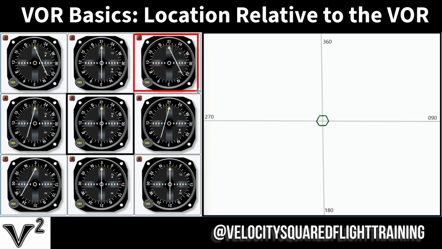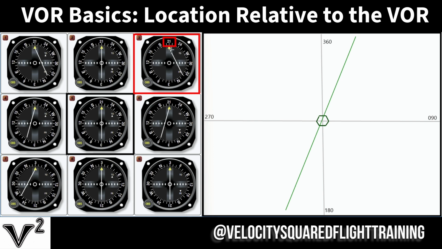So number 3 here, the bearing pointer is deflected out to the side, but we know one thing that's the same, and that is the same radial as it was before. So lucky for us, we can just go ahead and draw that radial. We'll draw something like that. It doesn't have to be perfect, but you just get an idea of where that radial is.